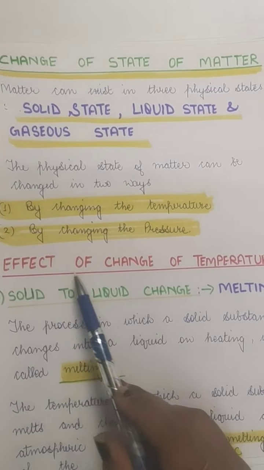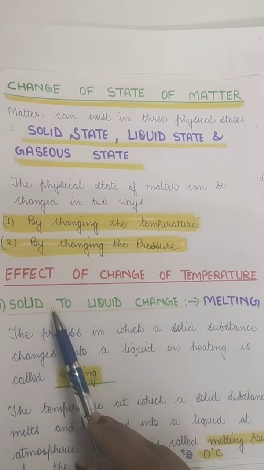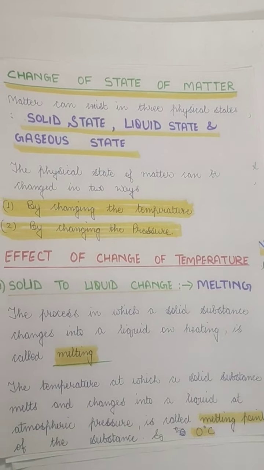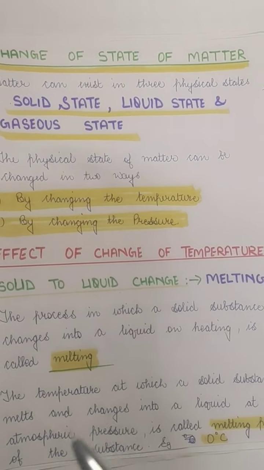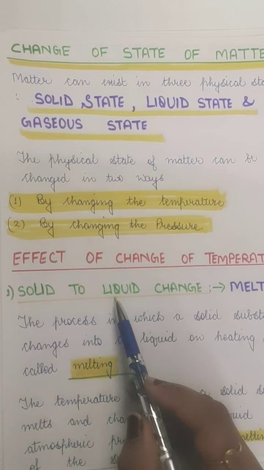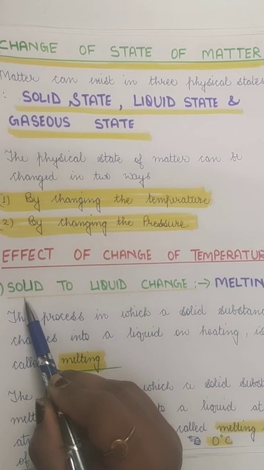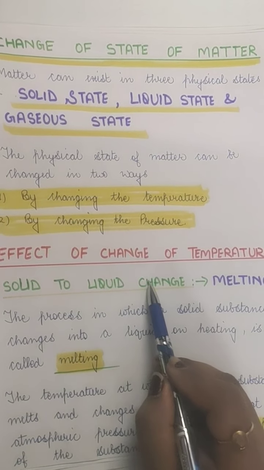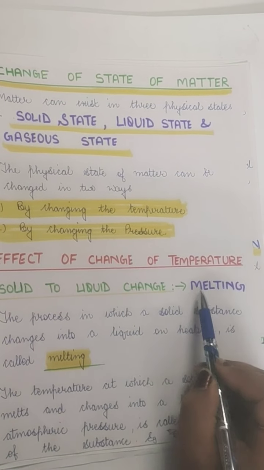So, effects of change of temperature. When we change the temperature, what will happen? Solid to liquid change. When we have matter in a solid state, for example water, which is a compound that can be present in all three states, solid, liquid and gas, we'll take the example of water only. When water in solid form converts into liquid form, we call it melting. So conversion from solid to liquid is called melting.